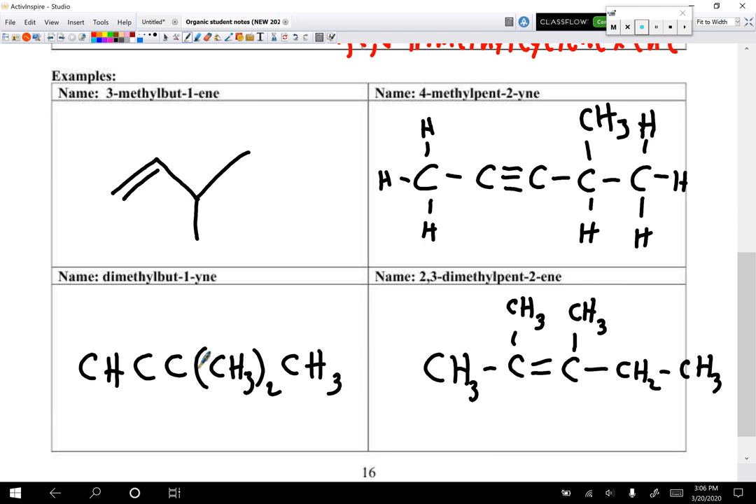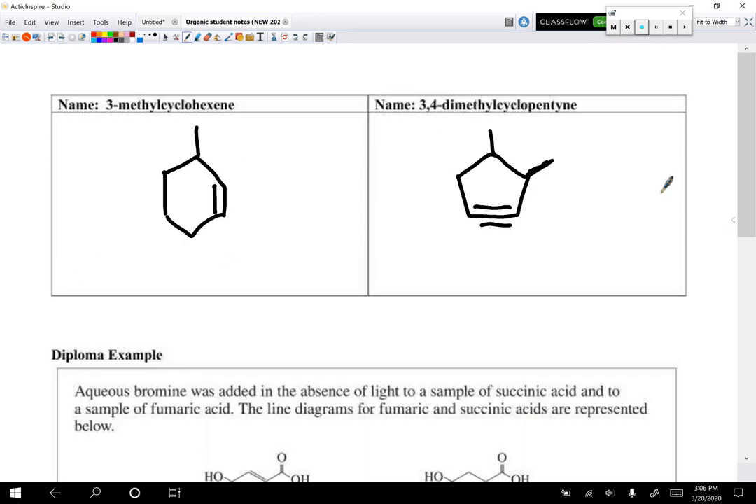And then, of course, our other ones are 2,3-dimethylpentene. And then even on the next page, we have our last two right here. So our 3-methylcyclohexene looks like this, and our 2,3-dimethylcyclopentyne looks like this with our triple bond.